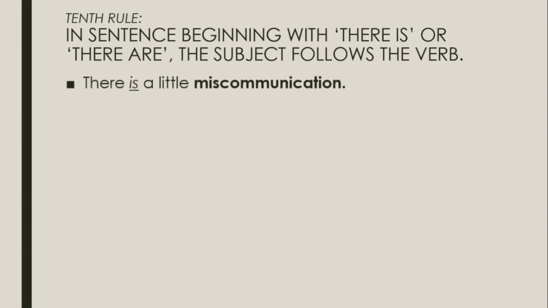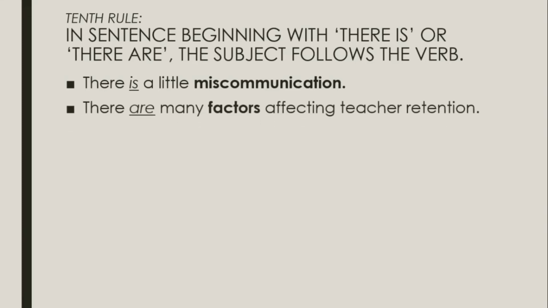For example, there is a little miscommunication. So for this sentence, is is the verb of the sentence, and miscommunication is our noun. And last example, there are many factors affecting teacher retention. So are is the verb, which means to say there are two or more things that we consider. So that would be the factors, which is the subject of the sentence.